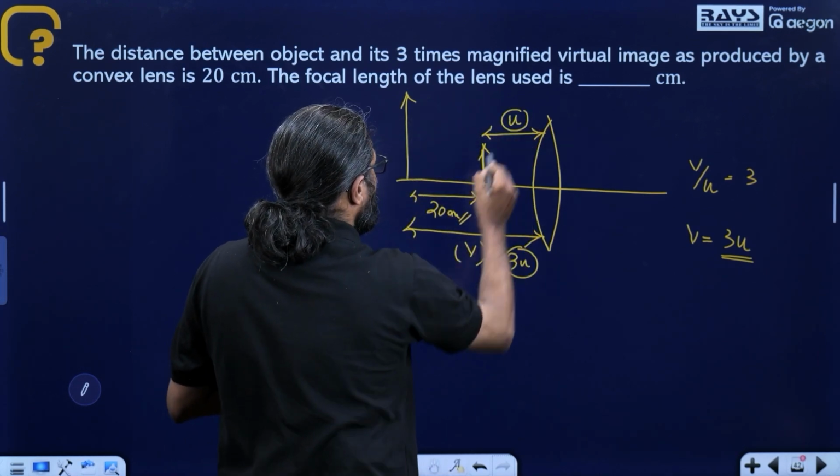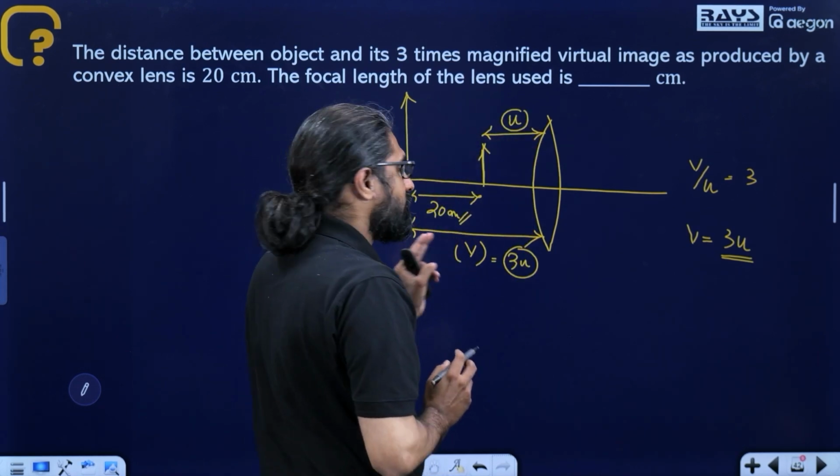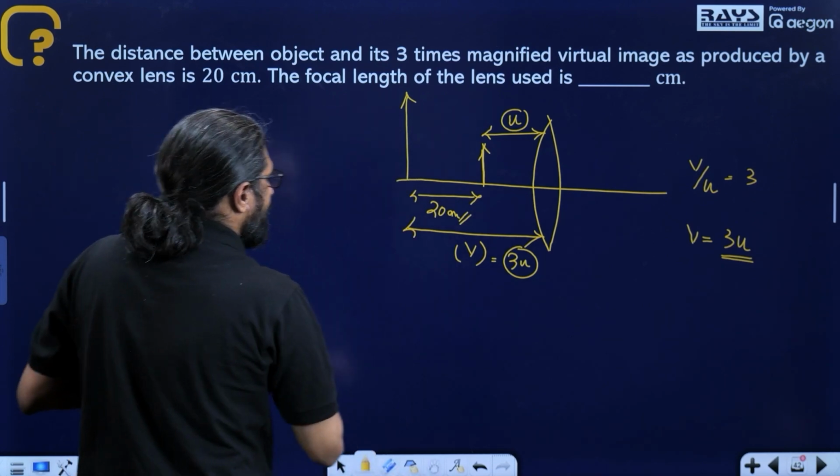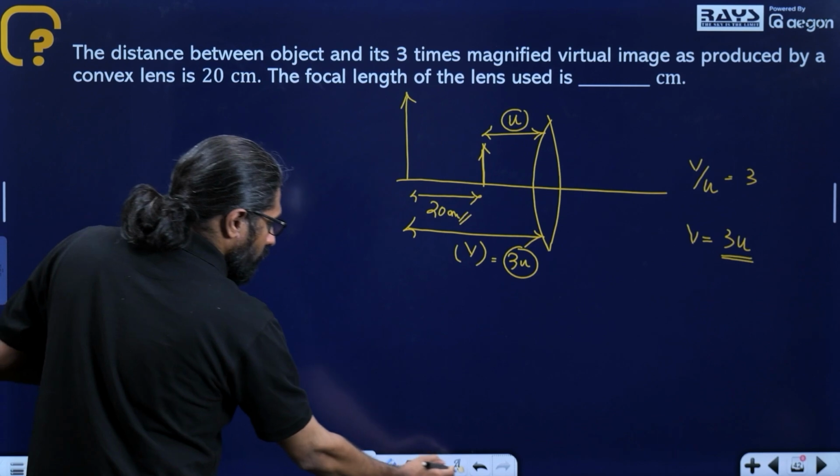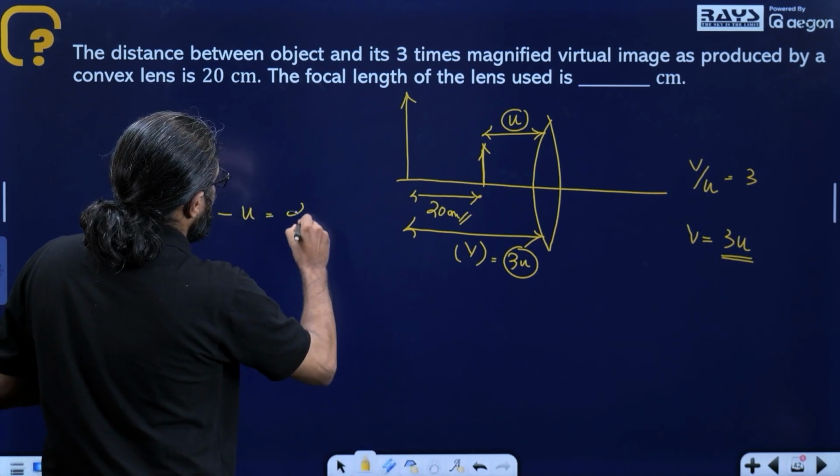And this is U and this gap is 20 centimeters. It's very clearly seen that 3U minus U is equal to 20 centimeters.